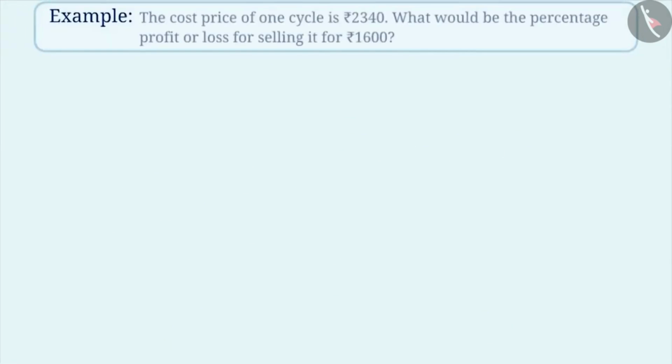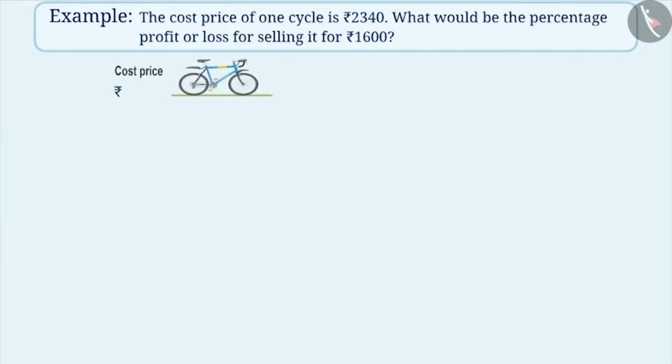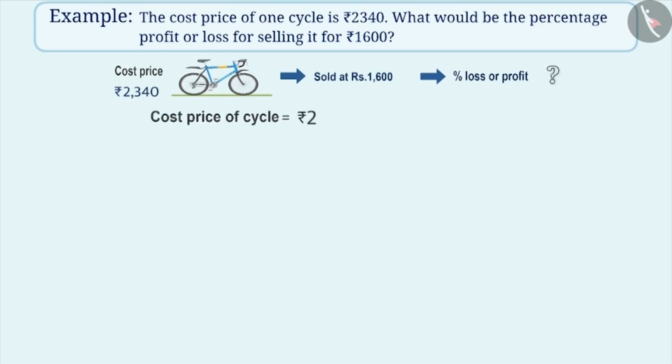Example 2. The cost price of one cycle is 2,340. What would be the percentage profit or loss for selling it at rupees 1,600? Cost price of the cycle is equal to 2,340. Selling price is 1,600 rupees. Here, cost price is greater than the selling price.